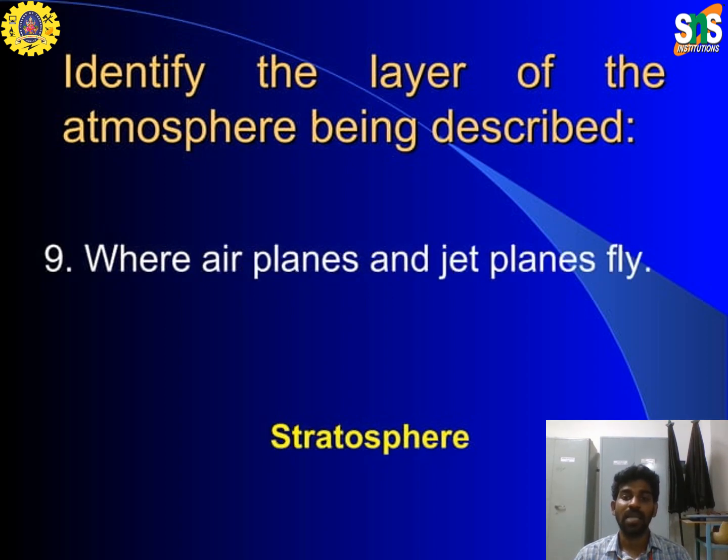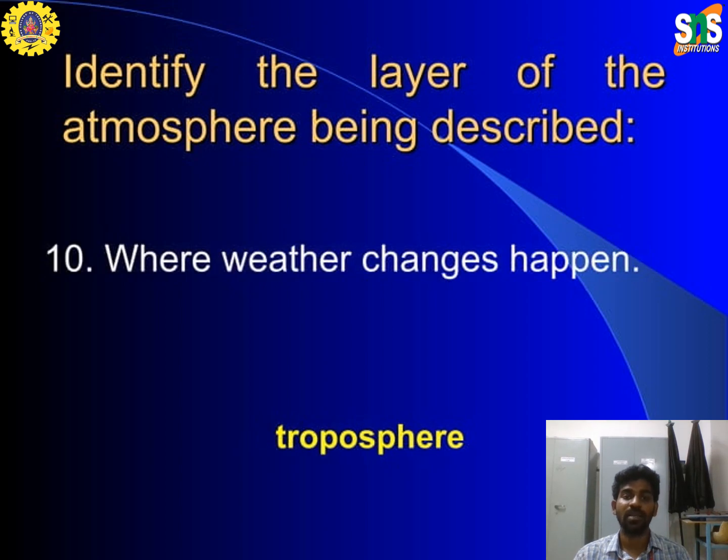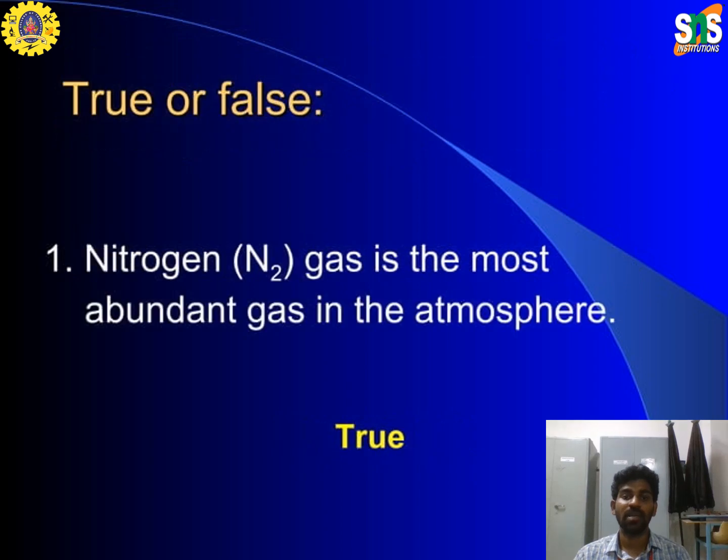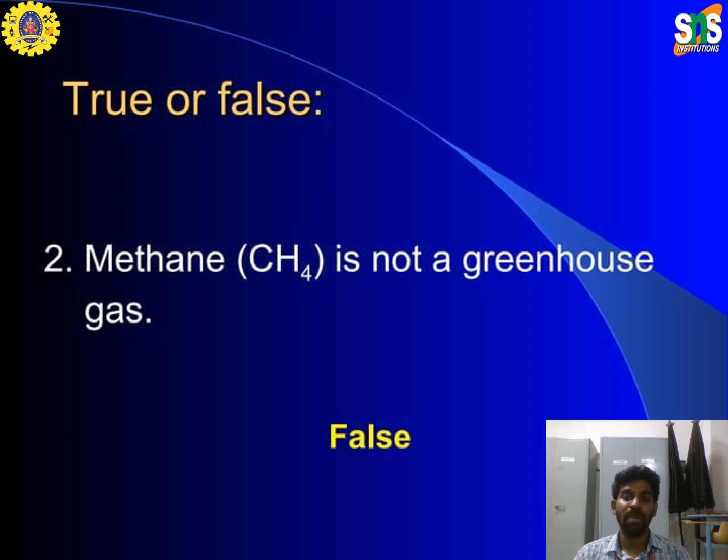Airplanes and jet planes mostly fly in the level of the stratosphere, and weather changes happen in the troposphere. Nitrogen gas is the most abundant gas in the atmosphere. Yes, true, because it has a higher density. And methane gas is not a greenhouse gas.